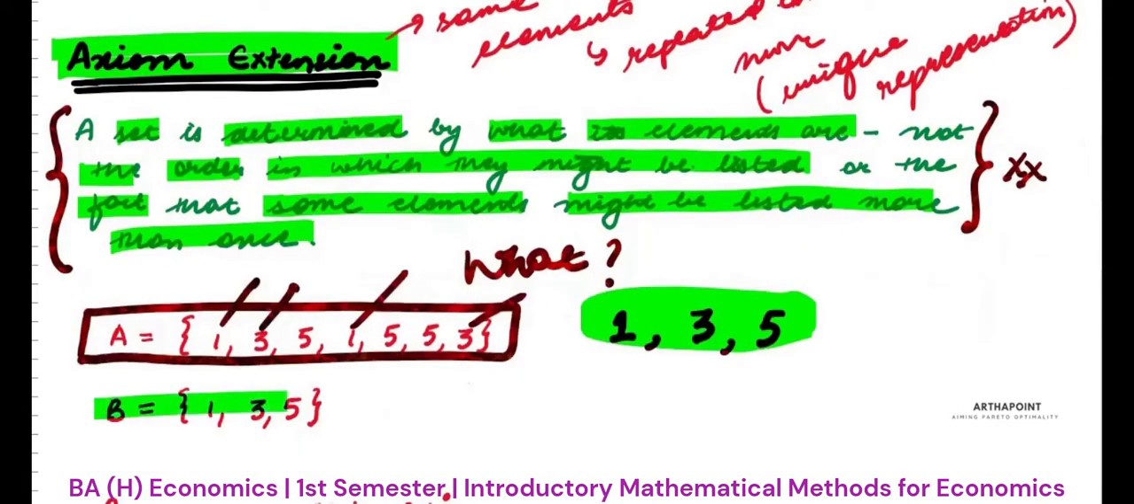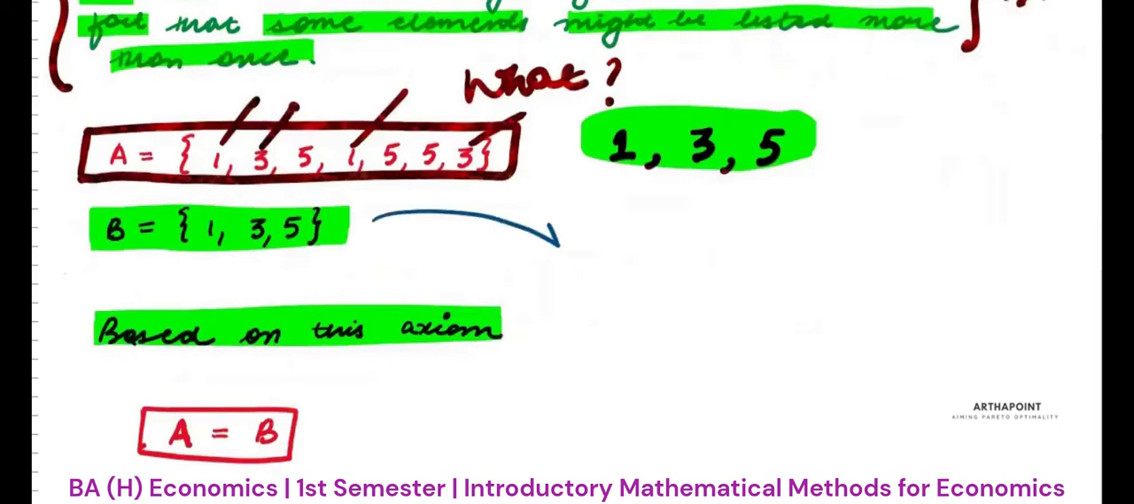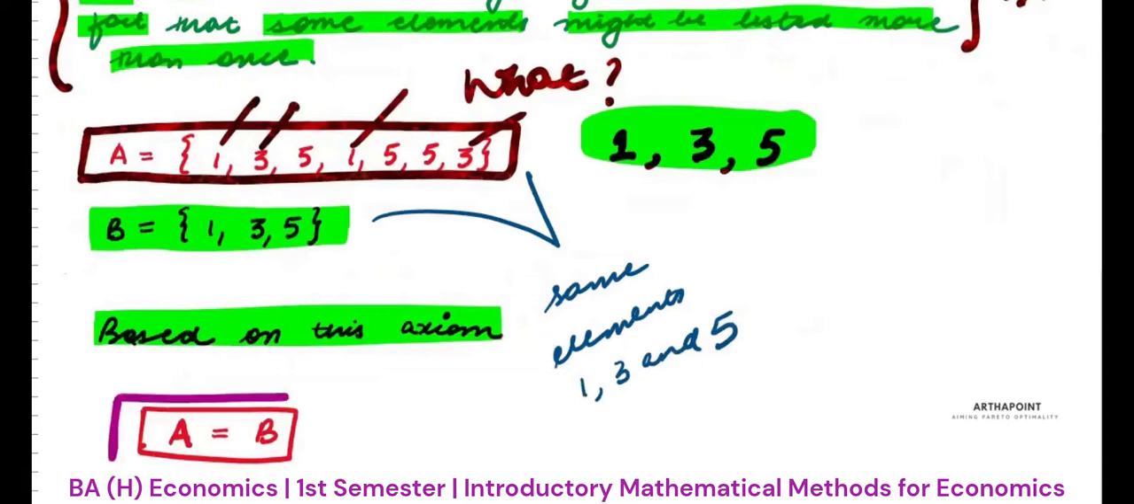Consider set B, which has 3 elements: 1, 3, and 5. Based on the axiom, because both of them have the same elements, 1, 3, and 5, we can say that the two sets are equal. So two sets are equal if they have the same elements.